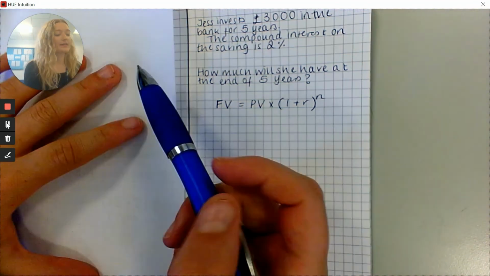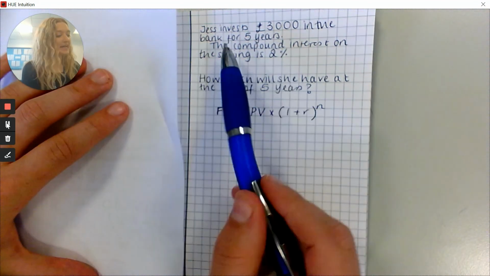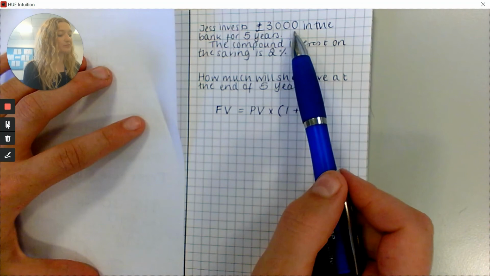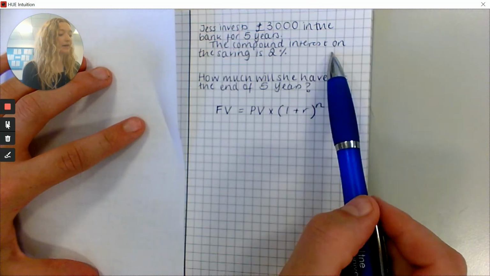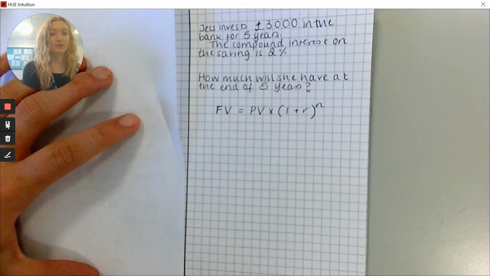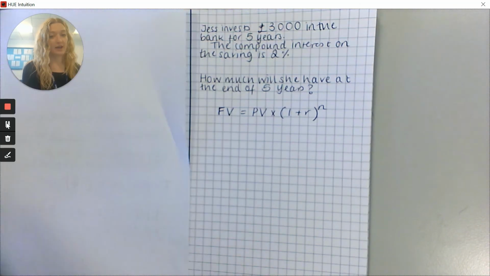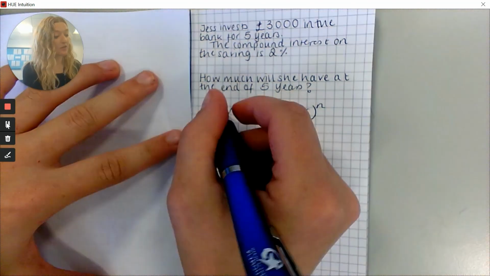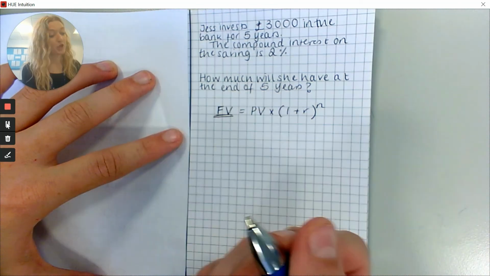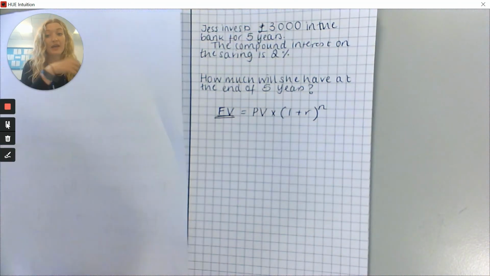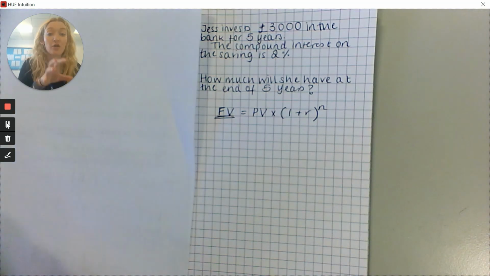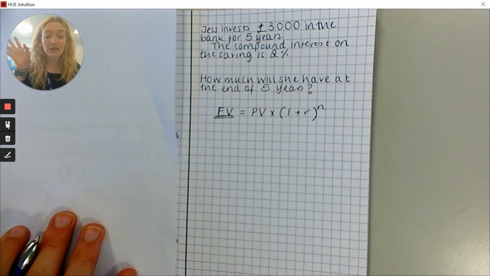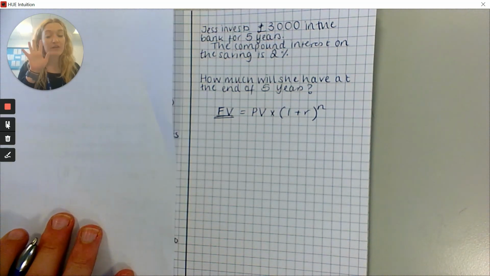So I've got my question here. Jess invests £3,000 for 5 years at a compound interest rate of 2%. Now what we're doing is working out how much she will have in 5 years' time. We are calculating the future value of that money. We're working out how much she would have earned on that £3,000, so how much it will be worth in the future.